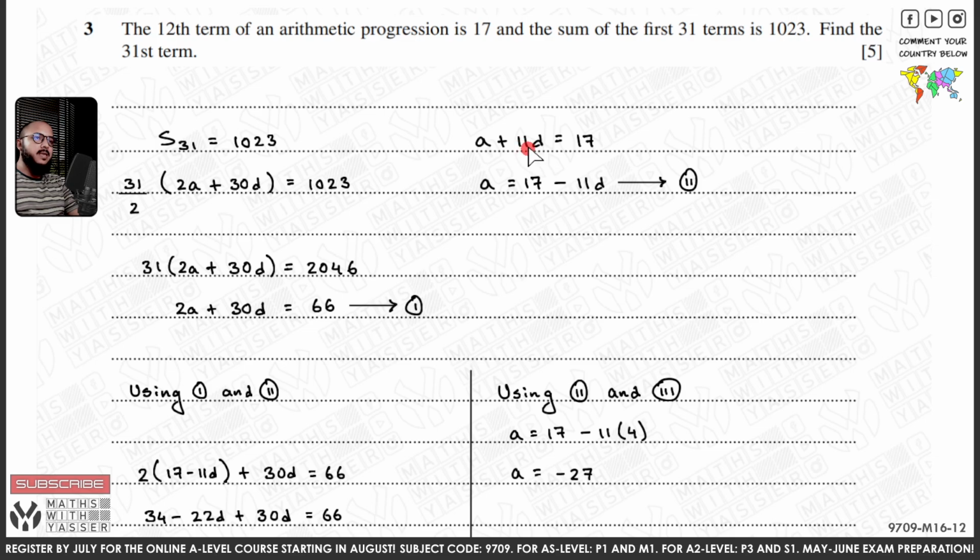So 12 minus 1 is 11. A plus 11d is 17. So a must be 17 minus 11d.